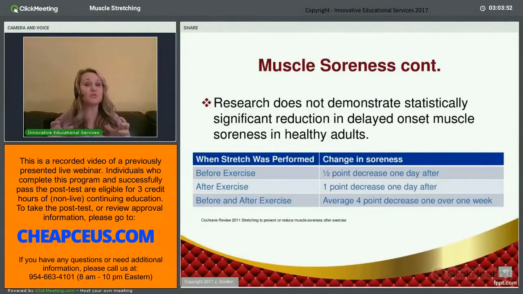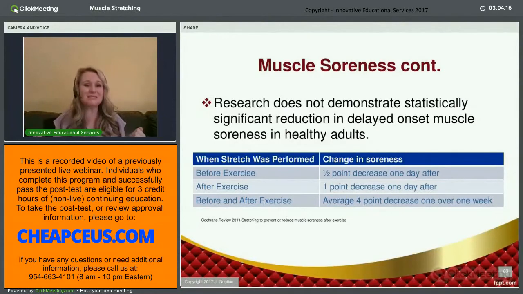And they used this translation of a 100-point scale to look at patients who stretched before they exercised, stretched after they exercised, and then stretched before and after. And on a 100-point scale, they had each group rate what was the change in the person's pain from stretching? Did it really impact the delayed onset muscle soreness?